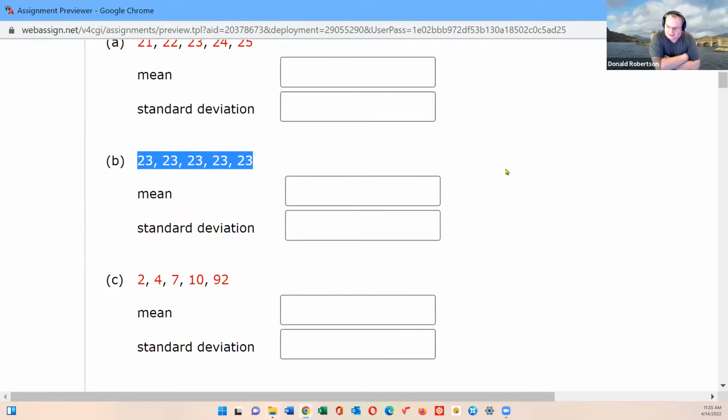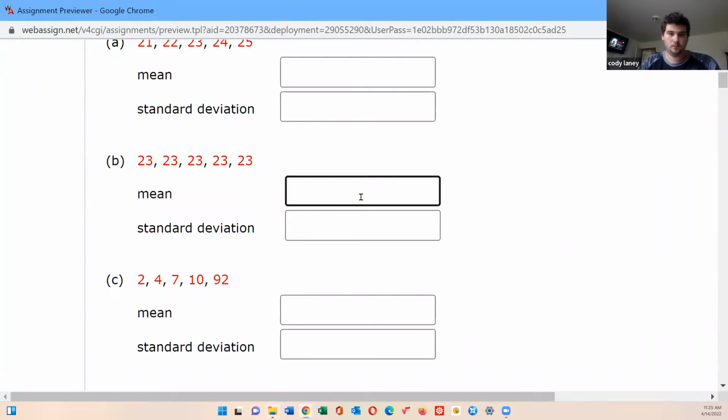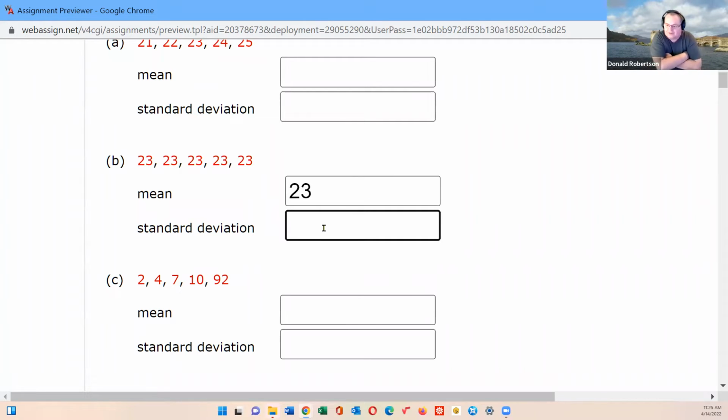What is the mean of those 5 numbers? 23. Would you agree I don't need to do it in the calculator, right? Silly question. Of course it's 23, right? There's nothing else it could be. What's less obvious is I can tell you the standard deviation.